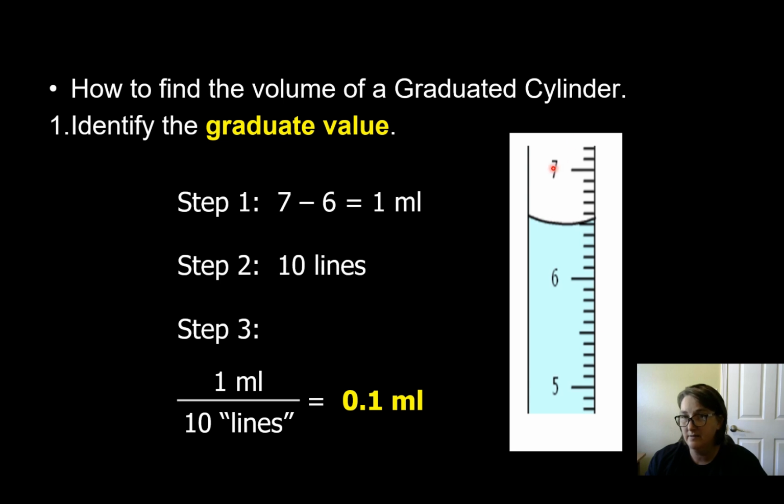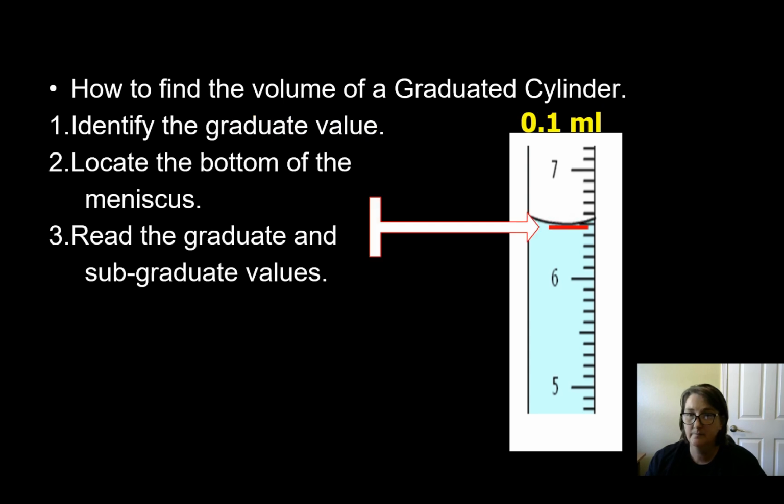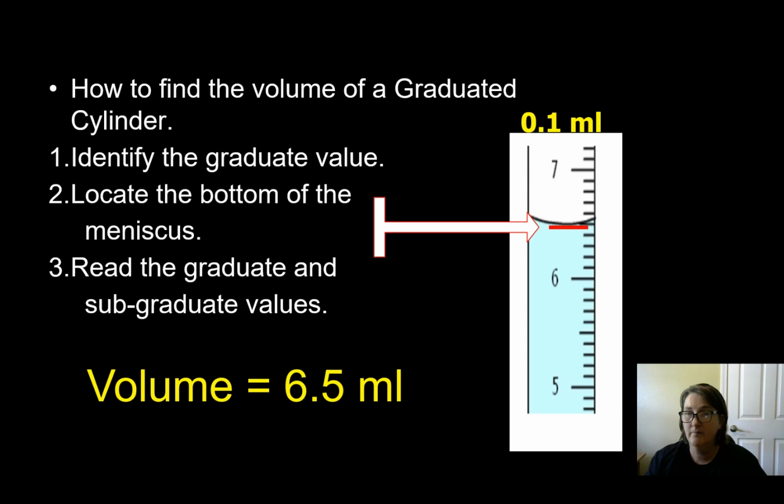I have 7 minus 6. I'm going to divide by 10 because I have 10 lines. So each of these lines represent 0.1. So my fluid is here. So my line I need to count to is here. So each line represents 0.1. So this is 6, 6.1, 6.2, 6.3, 6.4, 6.5. So this volume is at 6.5 milliliters.